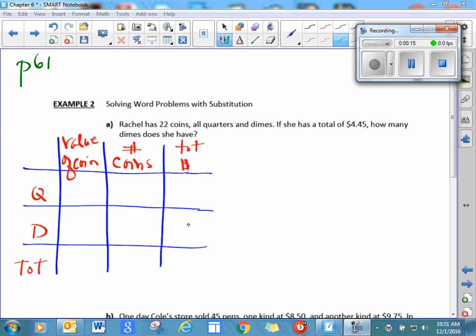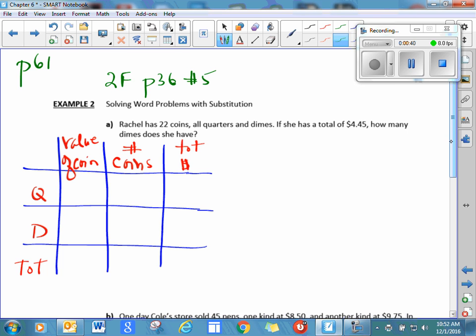So I've gone ahead and I've set up the charts that we've done before. If you need a little review on these coin problems or setting up the charts, you can look back on section 2F, page 36. This is in your prior Try 1 book, number 5 specifically.